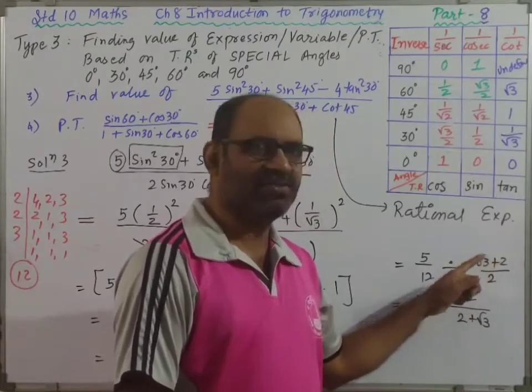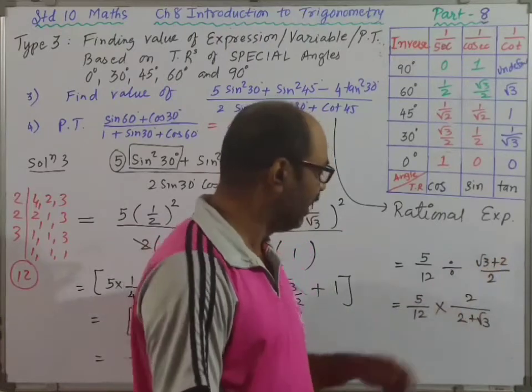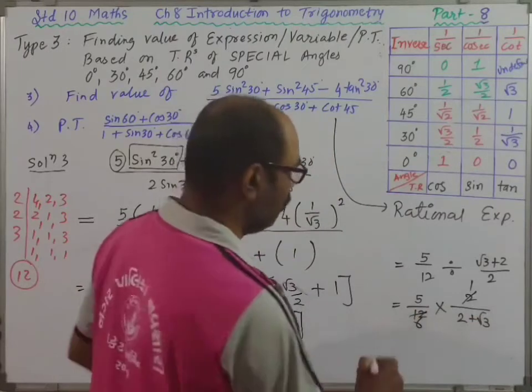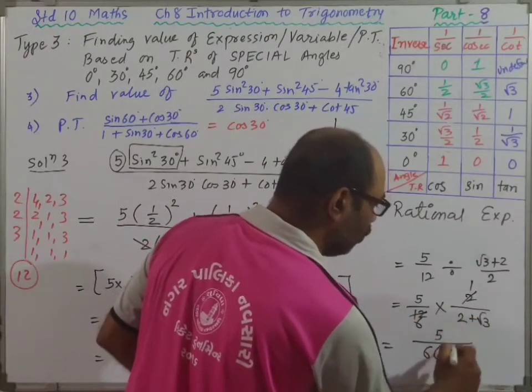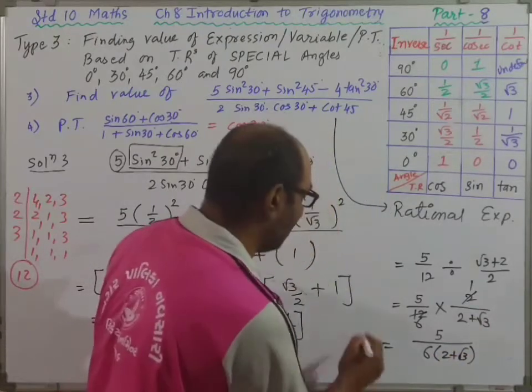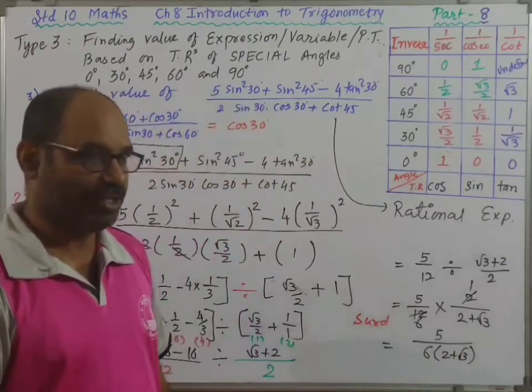But root 3 is 1.73 and this is 2. So 2 is bigger, so I am writing that first. 2 1s are 2, 6 are. So you got 5 upon 6 into 2 plus root 3. Once again I am having a surd because the denominator has that root. So you will have to rationalize.